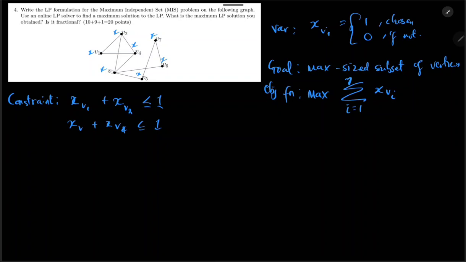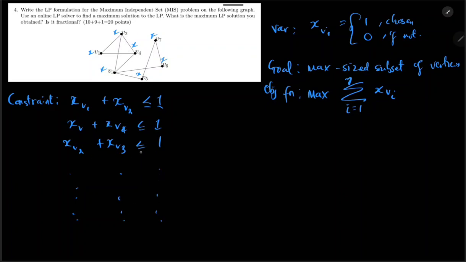Then we move to xv2. xv2 connects to xv1, right? No, xv2 connects to, yes, xv1, xv3, and xv4. So you can say xv2 plus xv3 less than or equal to 1. And you're going to continue, just like in the last video I explained, up till xv7. So for xv7, you're going to continue in this way for all connections.